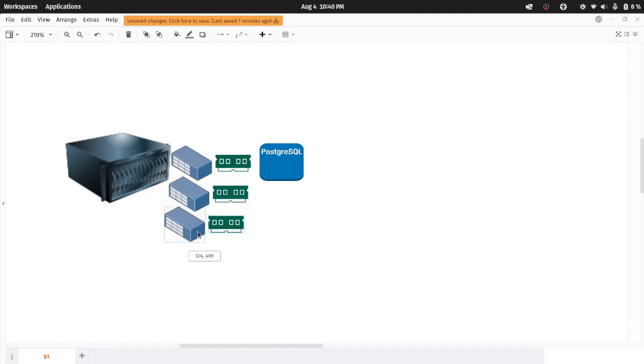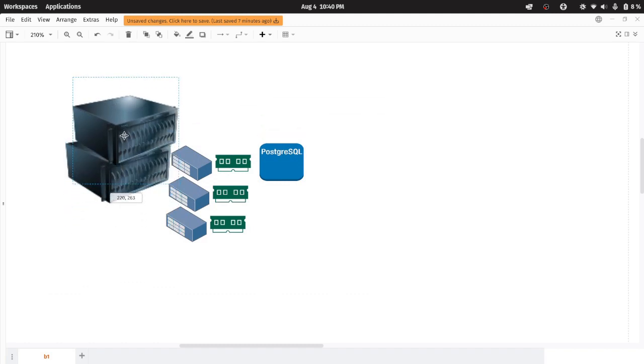At one point, it limits the capacity of the server. So, what we would do is add another server. So, we would take the server rack and we would add another one on top of it. So, that is the reason why it is called vertical scaling.